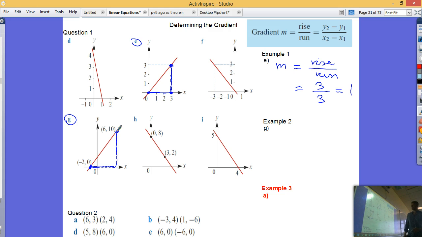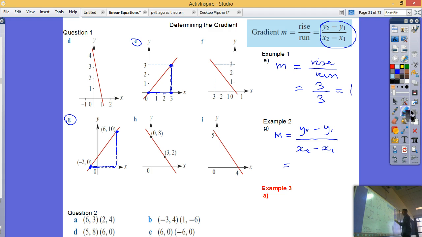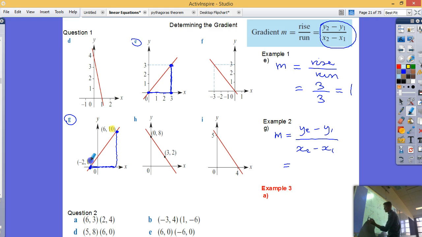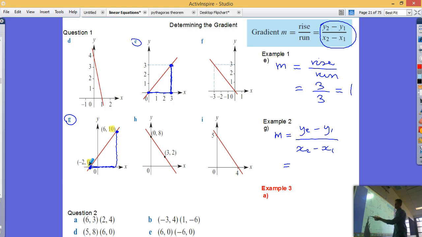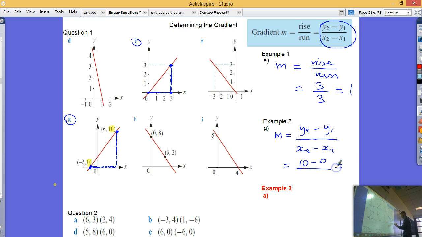Now, we don't have a scale to measure the rise and the run, but this time we have to do it by looking at the difference in y and the difference in x. So the gradient is given by the difference in y divided by the difference in x. Now my difference in the y values is looking at the largest y value and the smallest y value. What's the difference between 10 and 0? Well, it has to be 10. So 10 minus 0, and that gives me a 10.